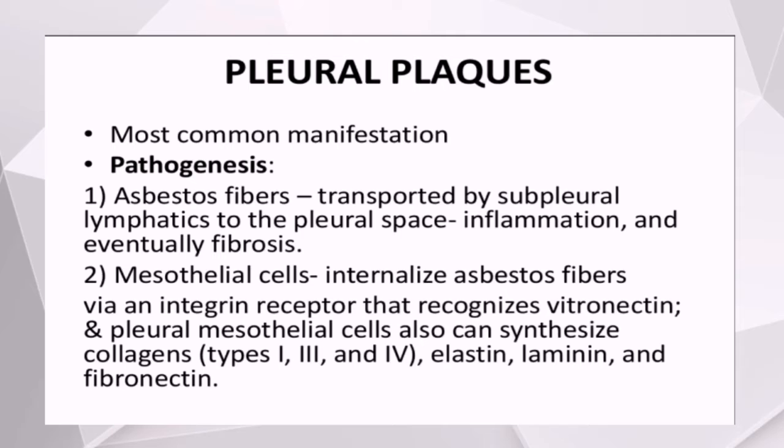So let's look at the first manifestation of asbestos related diseases. This is the pleural plaques, which is the most common manifestation. In its pathogenesis, the asbestos fibers are transported by the subpleural lymphatics to the pleural space, where they cause inflammation and with time fibrosis. The mesothelial cells also internalize asbestos fibers via an integrin receptor that recognizes vitronectin, and pleural mesothelial cells can also synthesize collagens, which are type 1, 3, and 4, elastin, laminin, and fibronectin, which are deposited in these pleural plaques.